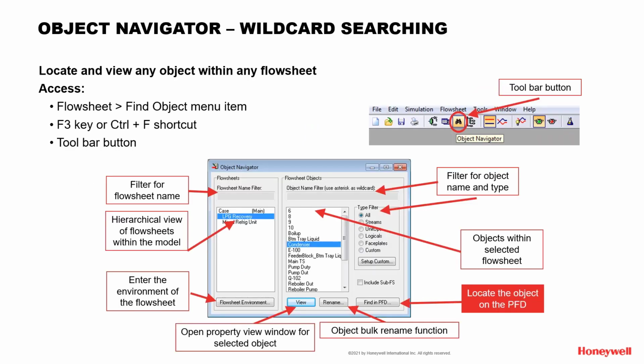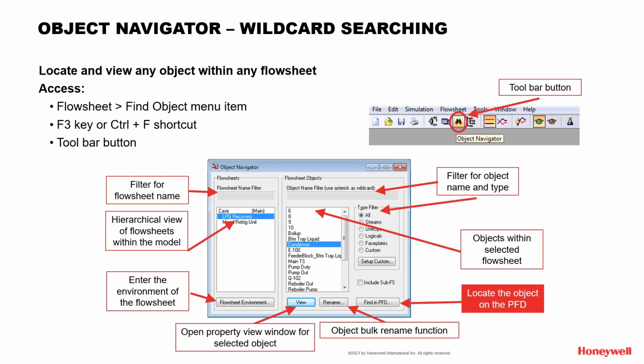Finally, the tool we'll look at here is the Object Navigator. This has a similar kind of structure where we can see the flow sheets within our model, and then the objects that sit within that selected flow sheet. We can filter the list we're seeing if we only want streams or unit operations or particular kinds of unit operations. We can customize the list.